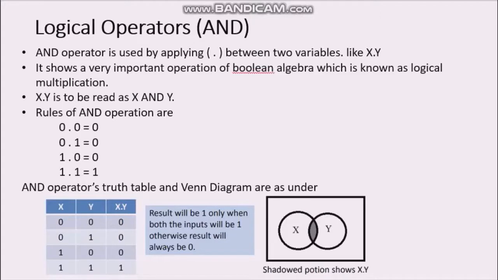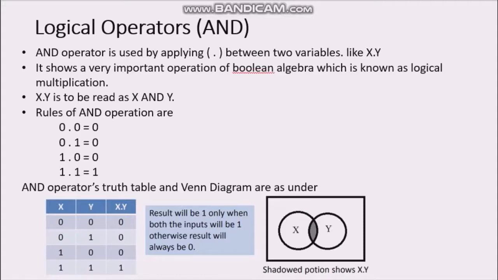Next is the AND operator. An AND operator is represented by a dot symbol. When you write Python expressions, you write, say, age is greater than 18 and stream is equal to science. But while representing AND theoretically, it is represented by the dot operator. Say for example, x dot y means x and y.